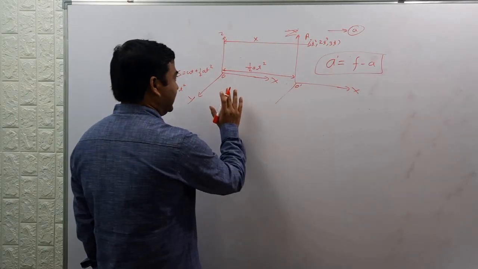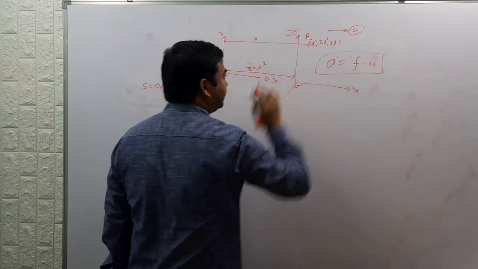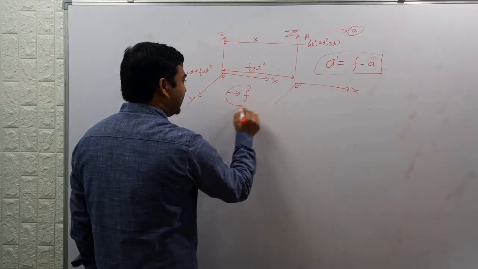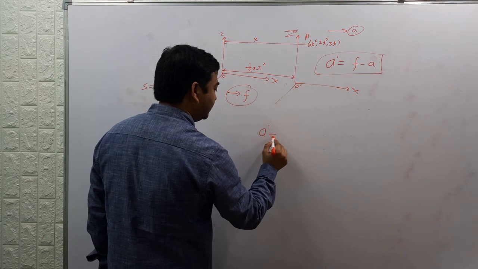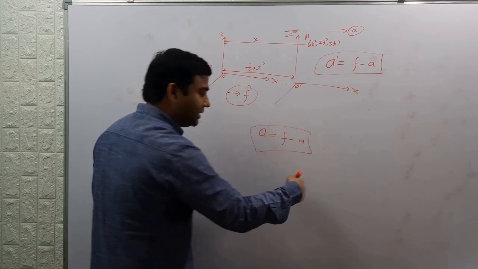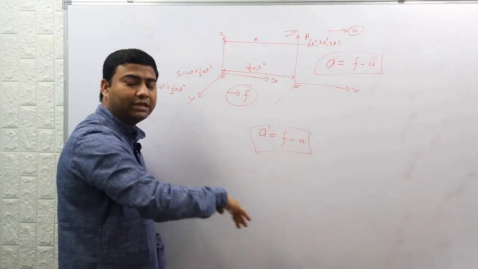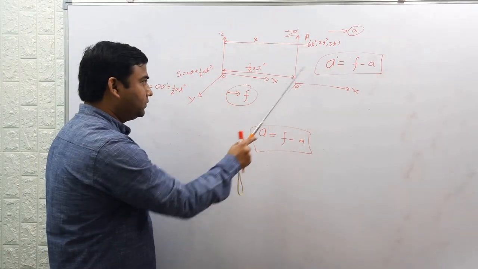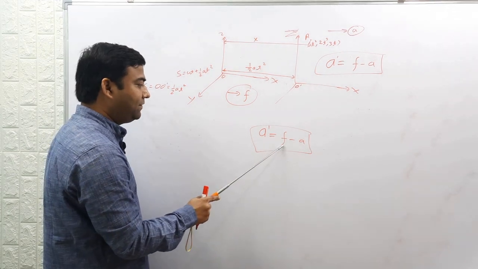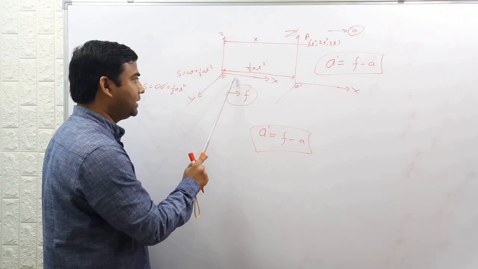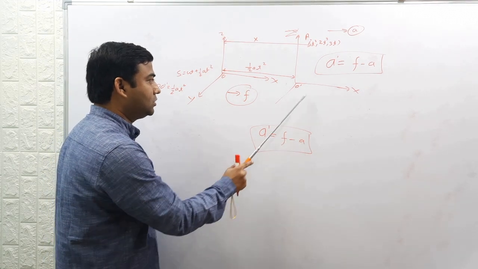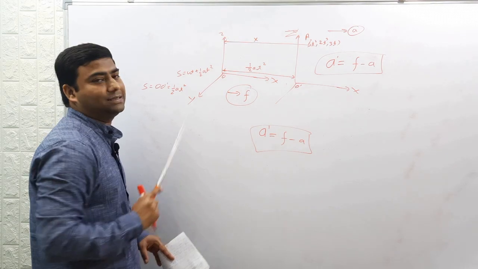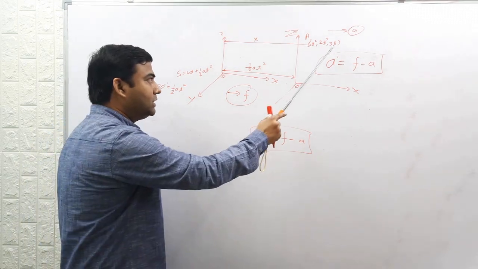So you can say if acceleration of this frame is a and a particle in this frame is moving with acceleration f, then acceleration in this frame will be a dash, which will be f minus a. And that was for only x direction, but this is a vector equation and it is true for all directions. So acceleration of a particle in this frame a dash will be f minus a. Here f is acceleration of particle in the old frame and a is acceleration of this frame.